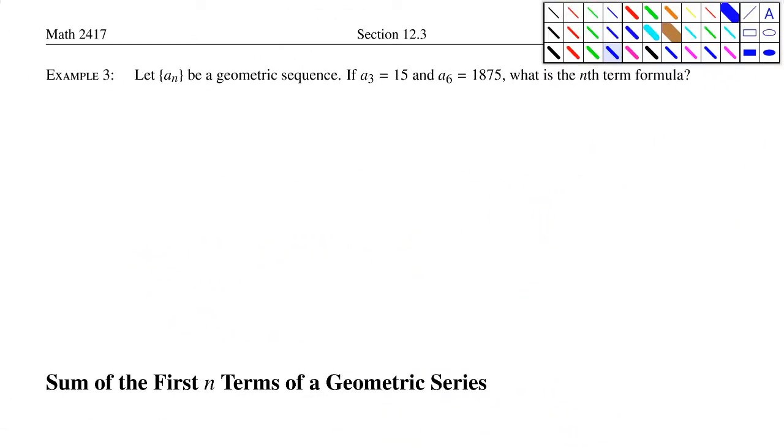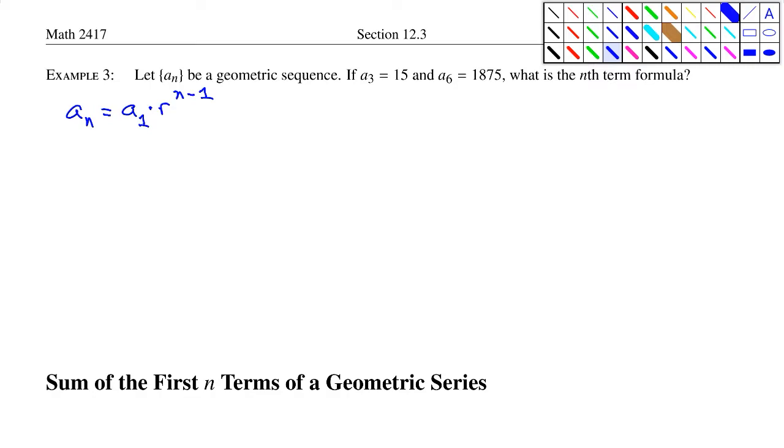Example number 3. Let a sub n be a geometric sequence. If a sub 3 is equal to 15 and a sub 6 is equal to 1,875, what is the nth term formula? All right, so let me use the nth term formula in general. So it's going to be a sub n is equal to a sub 1 times r to the n minus 1.